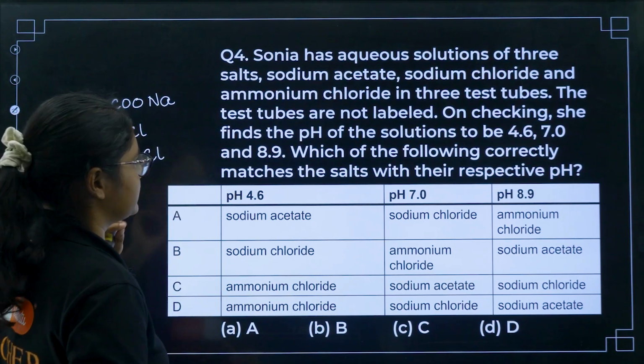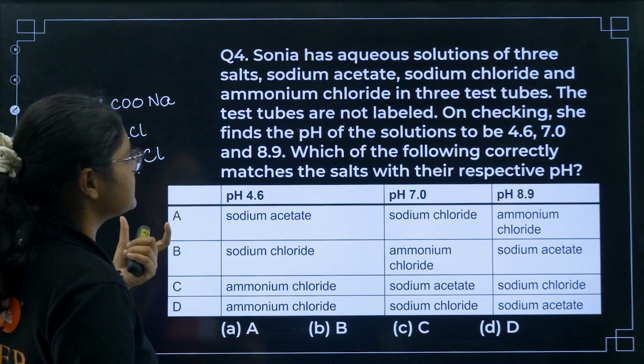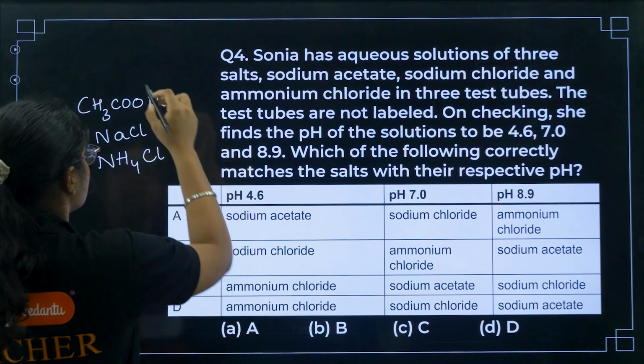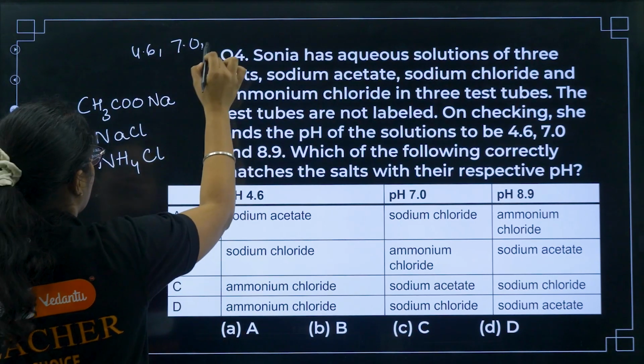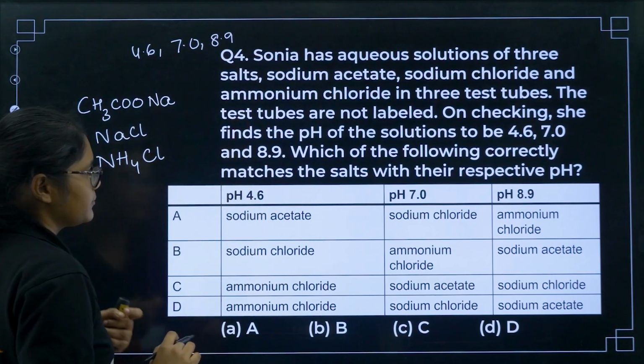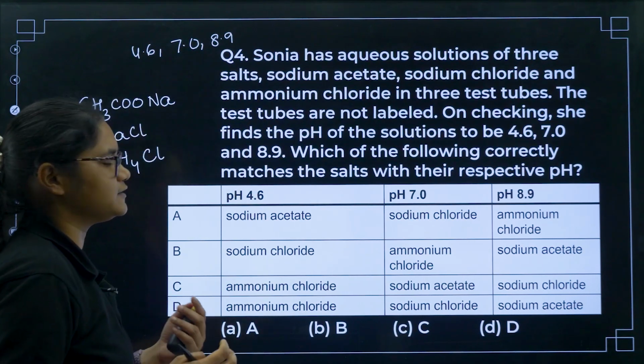Okay. In 3 test tubes, the test tubes are not labeled. On checking, she finds the pH of the solution to be 4.6, 7.0 and 8.9. Okay. Which of the following correctly matches the pH of the salt with their respective pH?